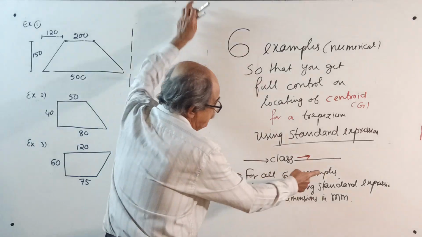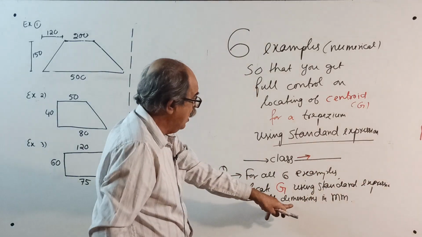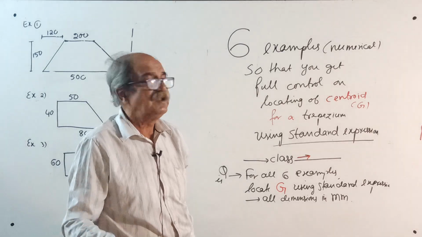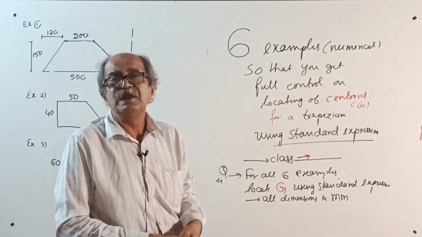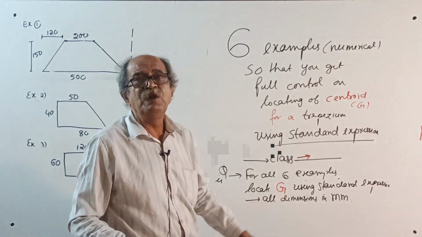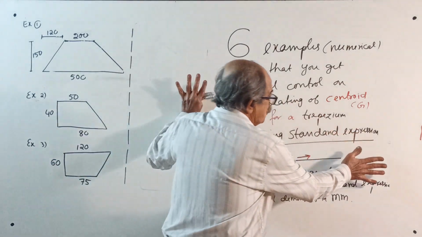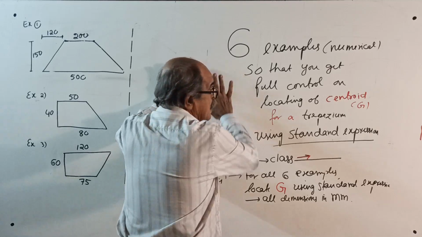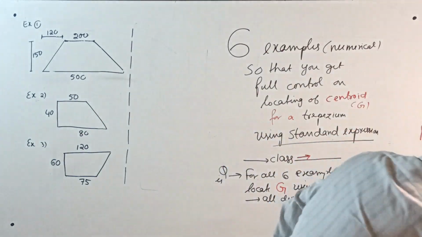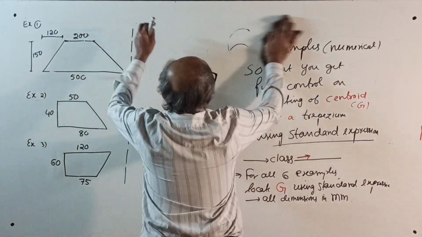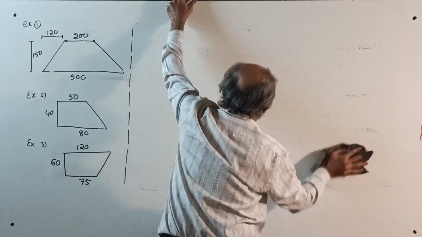the question is, for all 6 examples, locate centroid G using standard expression. All dimensions in millimeter. Now make a note. When you start solving, we will locate centroid using standard expression that is only in one direction. Other, we will put a question mark today. Other, we will put a question mark. Okay. This is also clear. I will start solving one by one now in order. Okay. I'll start. No question of pausing. Now I will not explain too much. Okay, start.